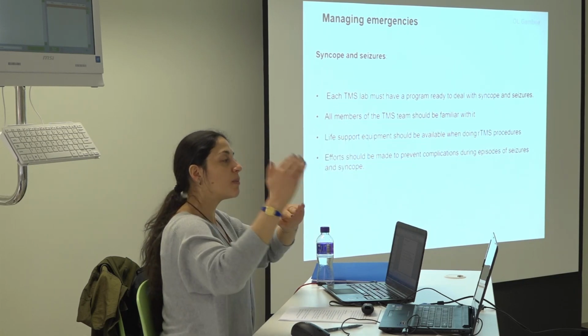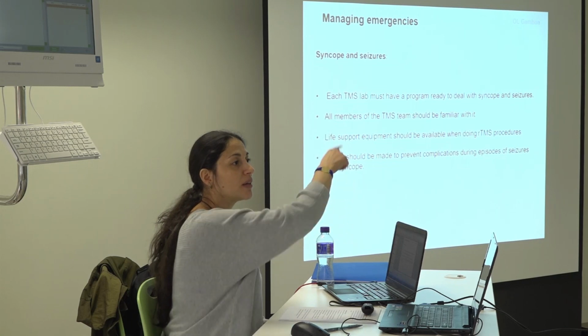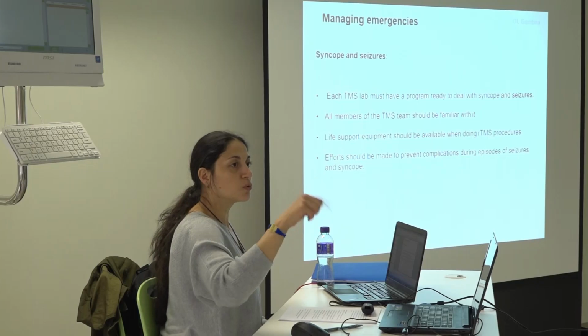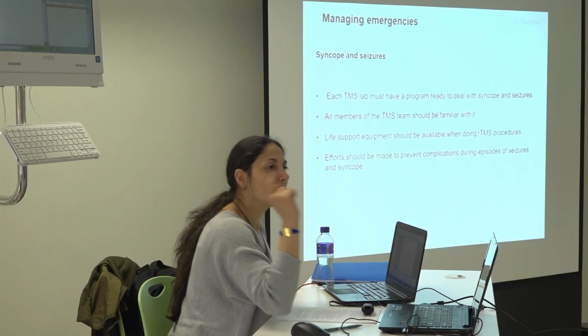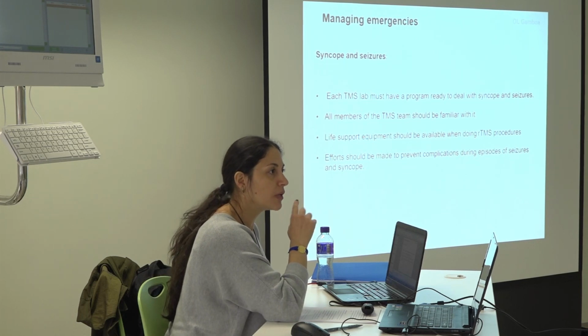And in your TMS lab, you should have, as I said, the emergency numbers and all this kind of stuff. Everybody should be familiar with it, not only the leader. The leader should know this, and it's the responsibility of the leader of the study to know it. But it's his or her responsibility to teach and train their people, okay? Life support equipment should be available when doing rTMS procedures. Nothing will probably happen, but you should have this kind of stuff near. Everybody should know where it is for safety.